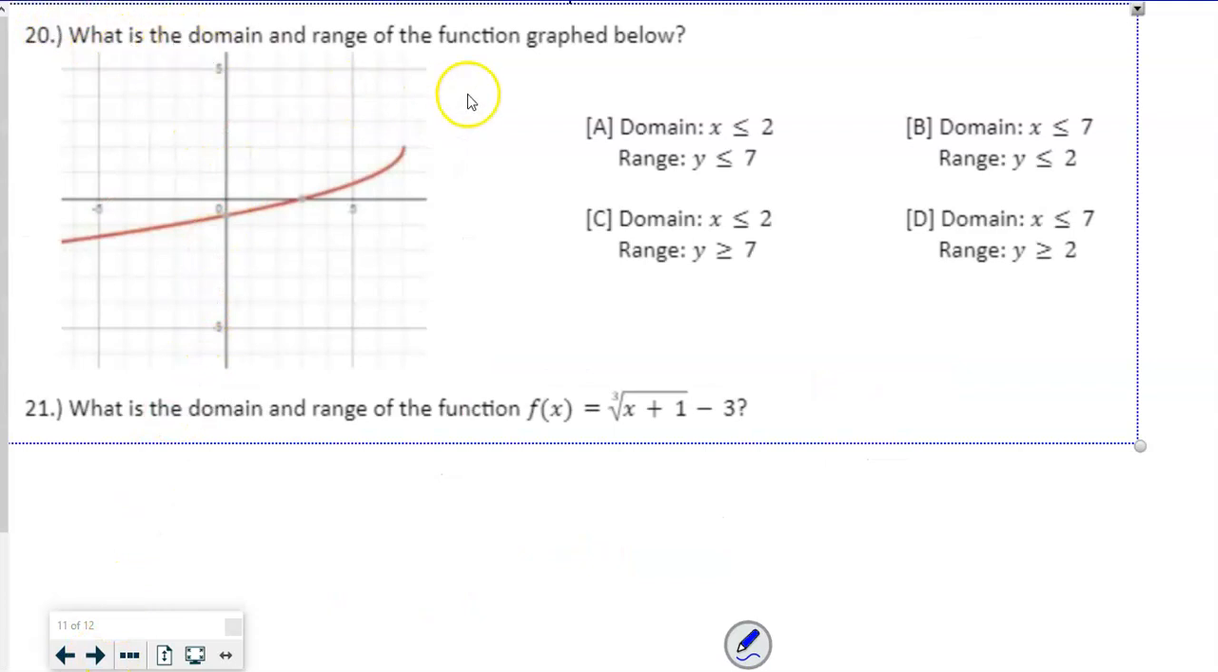All right, 20 says, what is the domain and range of the function? Okay, so here we want to look at where does the point of the graph start? So that's at 7, 2, right? And the arrow's pointing to the left. So we want to find, do we have 7 and 2? No. We do have 7 and 2 for B. We don't have 7 and 2 for C, because remember, this is X and Y, right? Which is H and K. So we do have 7 and 2 for the D as well.